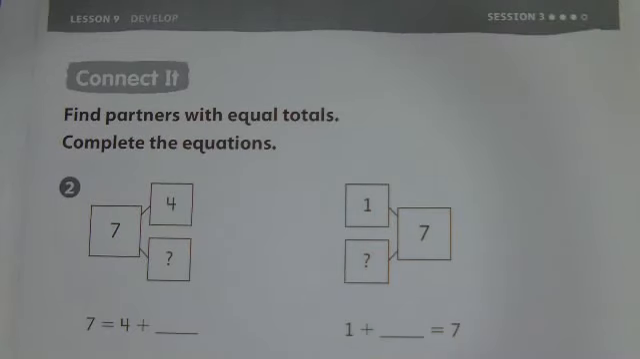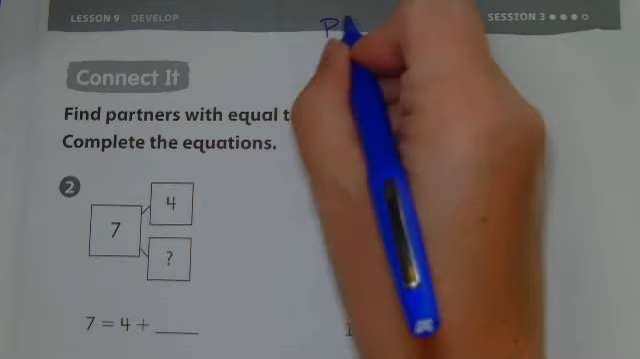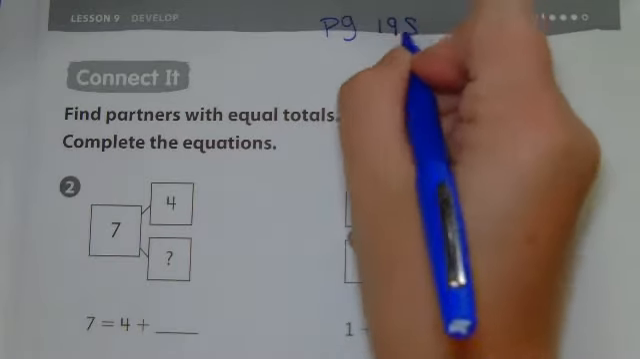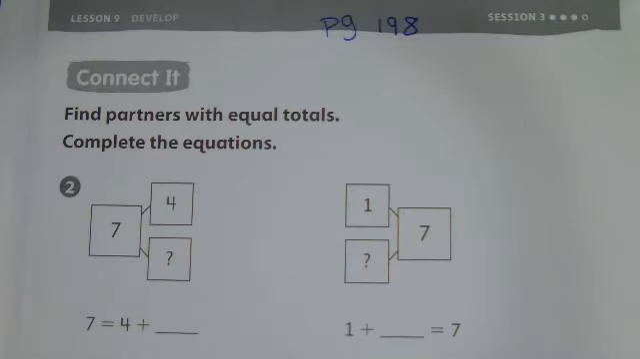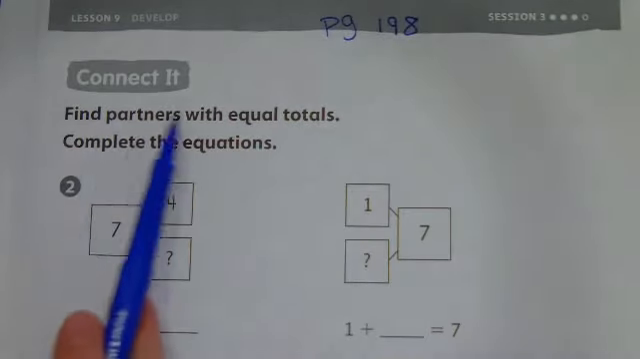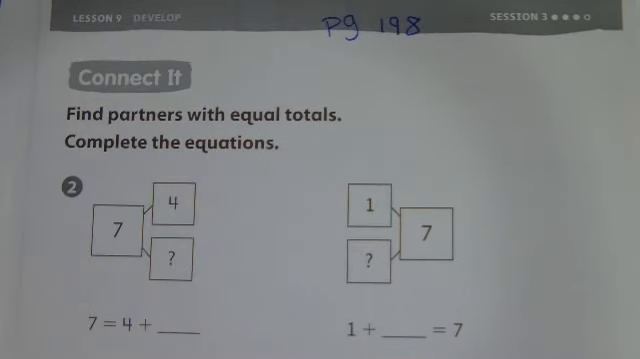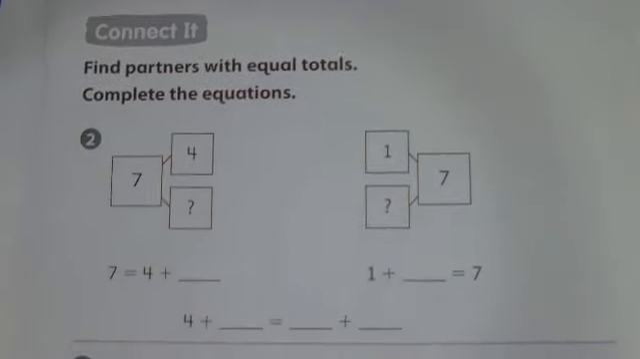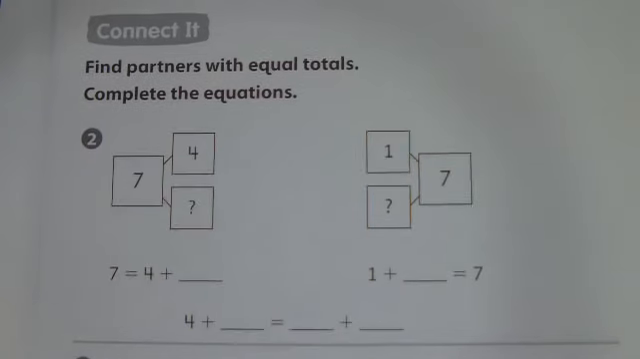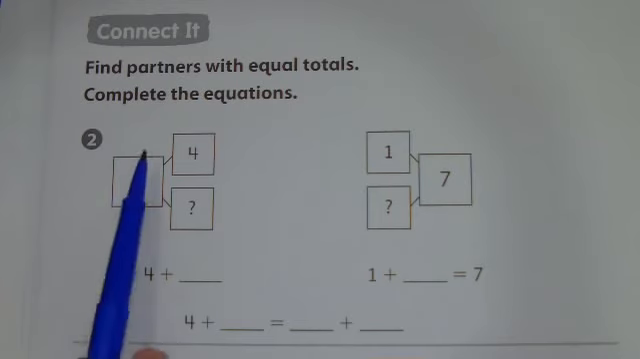Lesson 9, Session 3, page 198. Here it says, find partners with equal totals. Complete the equations. So the first thing I want you to do is look at the top part of the number bond, okay?